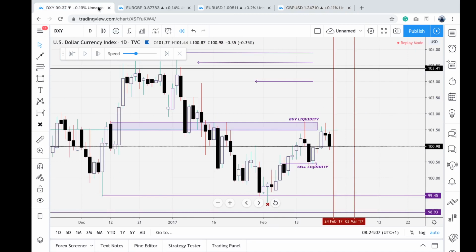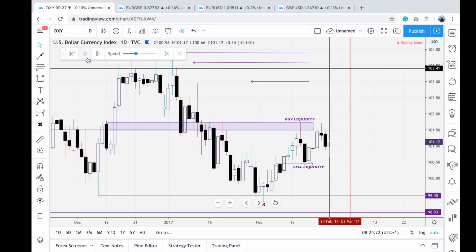Okay, so now DXY, we're still indecisive on DXY. I still want to see price reach for this buy liquidity before we trade lower. Basically this week would have been a week where we didn't really take any trades. We could scalp. We could do day trading definitely. Day trading would definitely be on the cards.